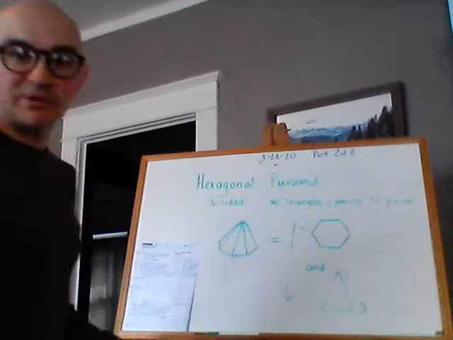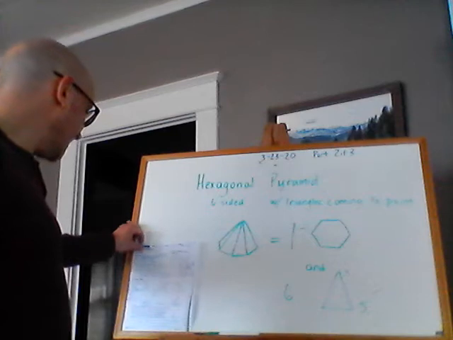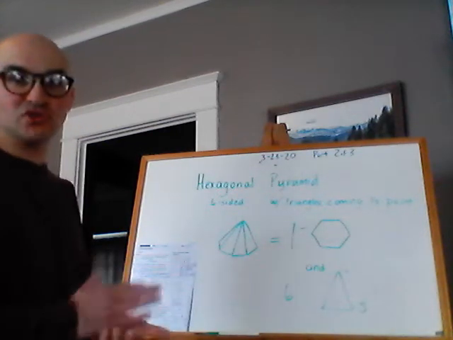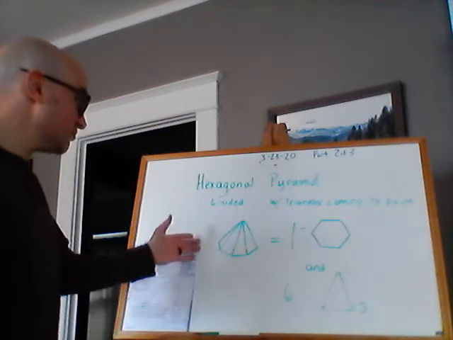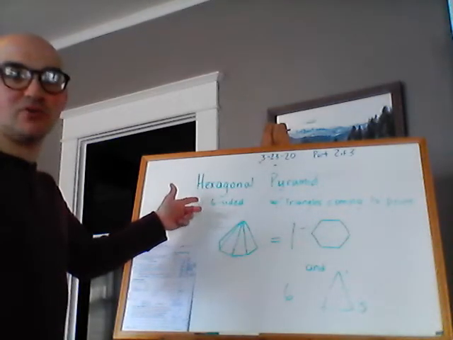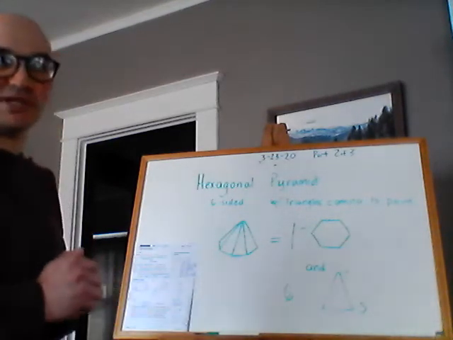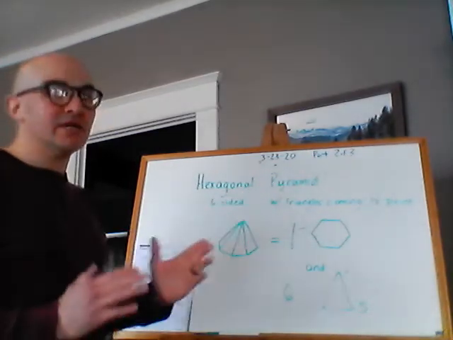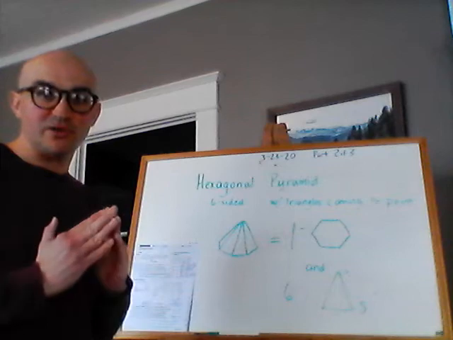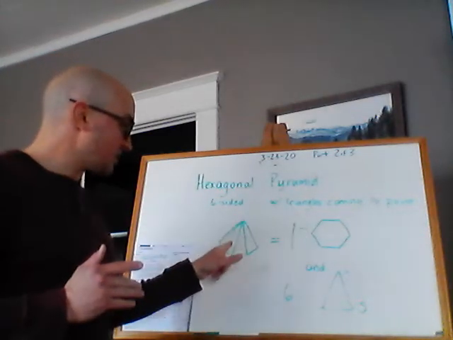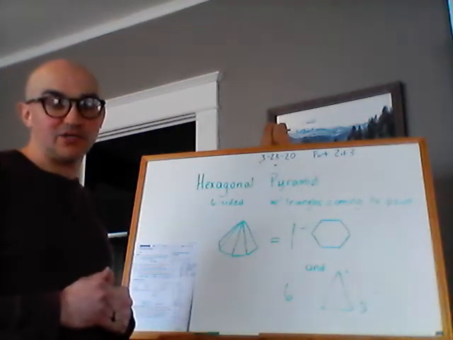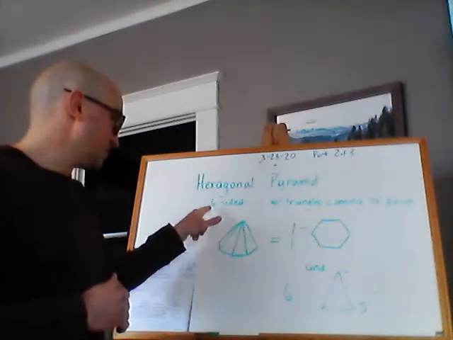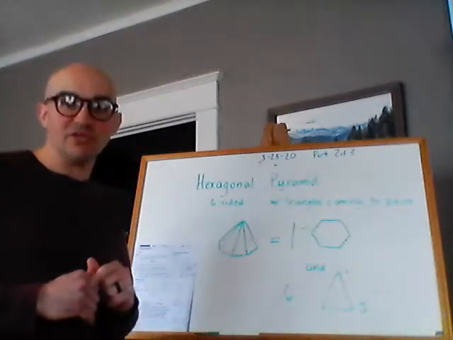All right, so problem number 2 is asking us about a hexagonal pyramid. We're trying to find the surface area of this hexagonal pyramid. So the first thing I have to do is decode what it means to be a hexagonal pyramid. Well, remember hexagon is 6-sided. Pyramid, just think about ancient Egypt. Pyramids always come to a point, and the shapes that make up a pyramid in geometry are always going to be triangles. So it's a 6-sided base with triangles coming to a point.